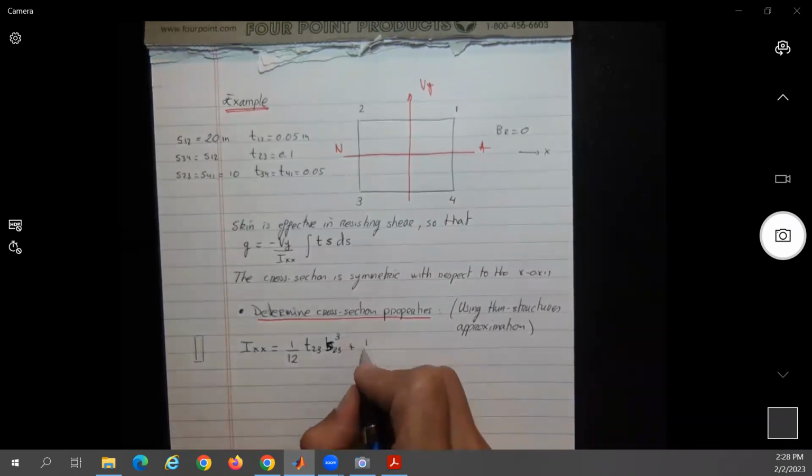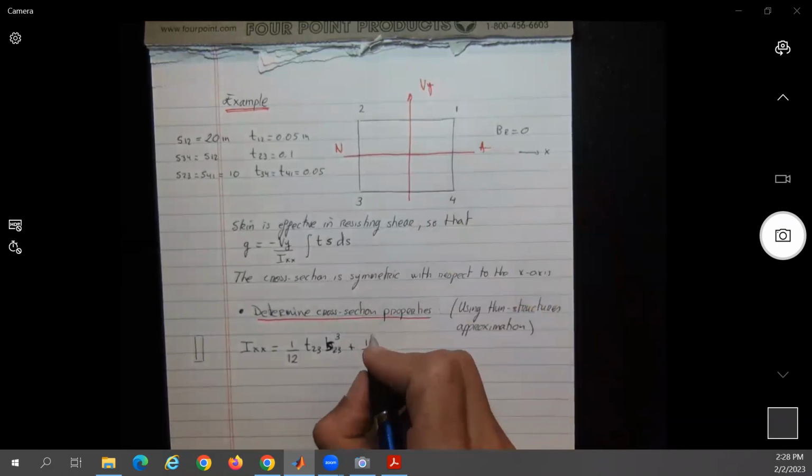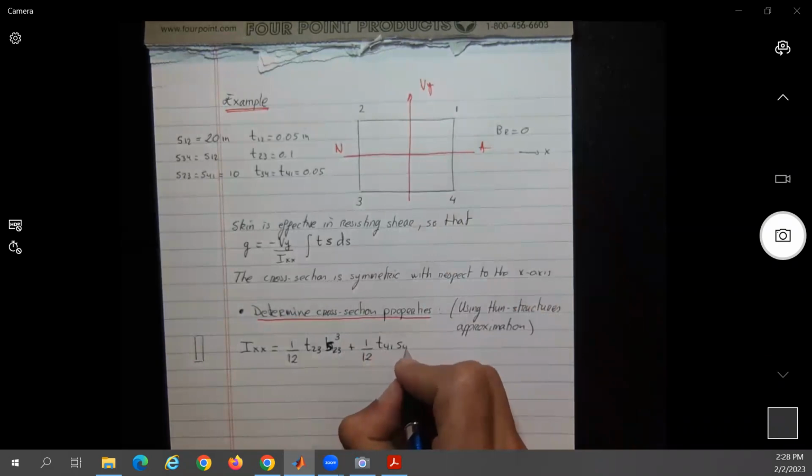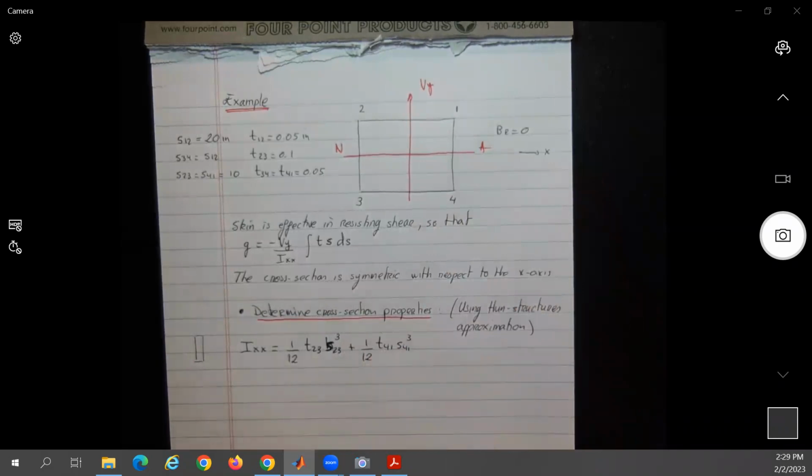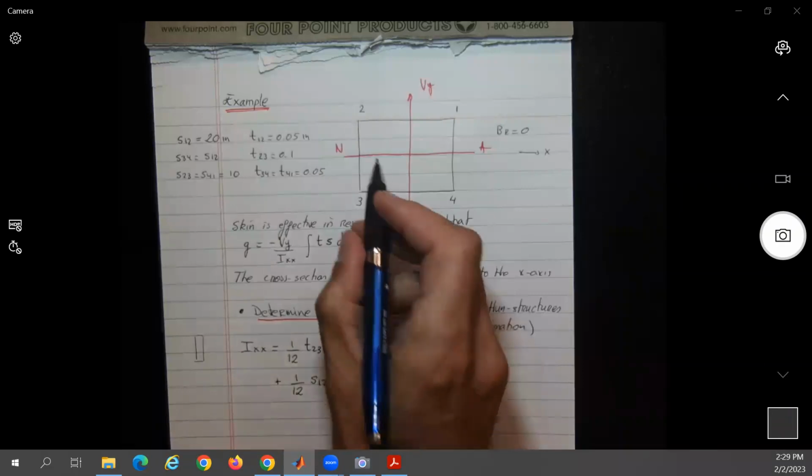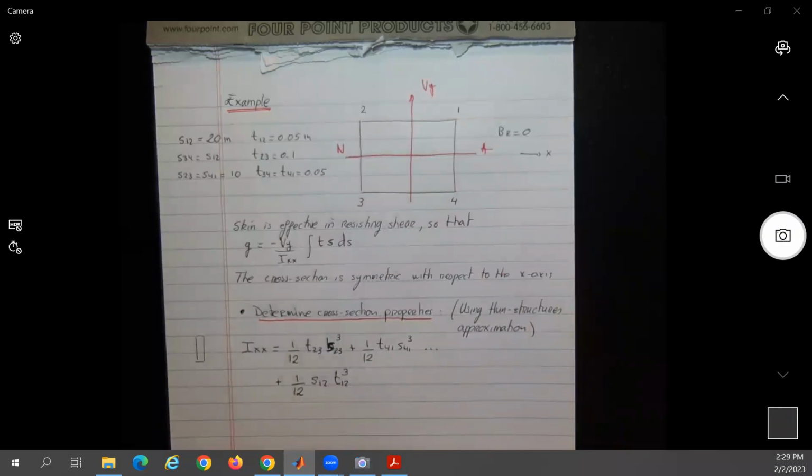I'm going to do the one on the other side. I was going to multiply by 2, but now I'm doing this side over here, which will be 1/12, T for 1, S for 1, cube. Plus, I'm going to write the term over here, but you will see why this one is neglected. What will be now for member 1, 2 or 3, 4? What should be for 1, 2? So 1/12 over what? The base will be this time S12, and the height of this element will be T12 to the cube.